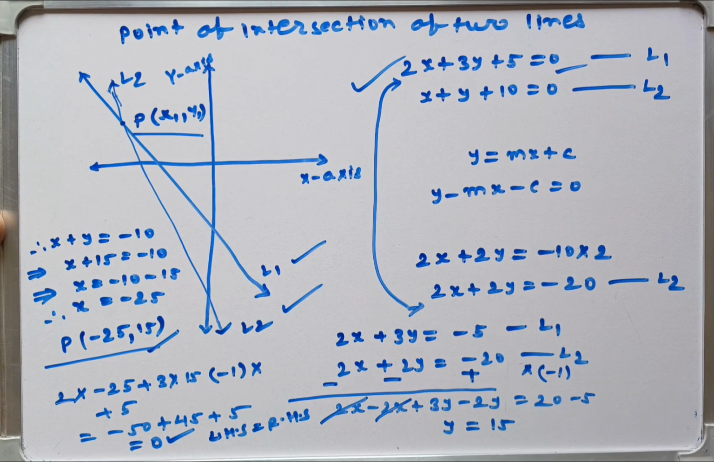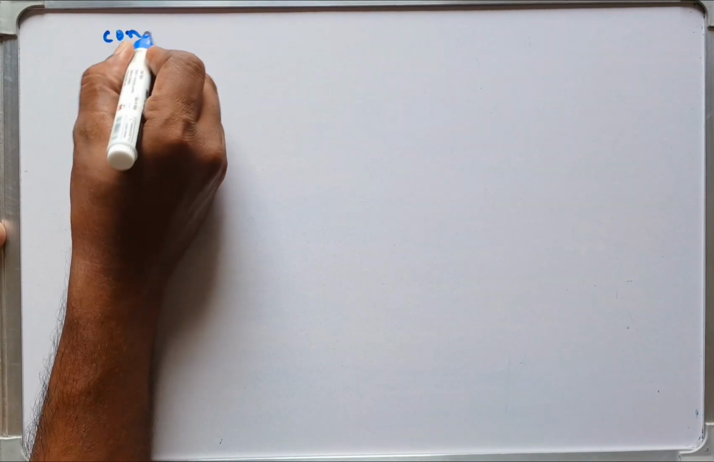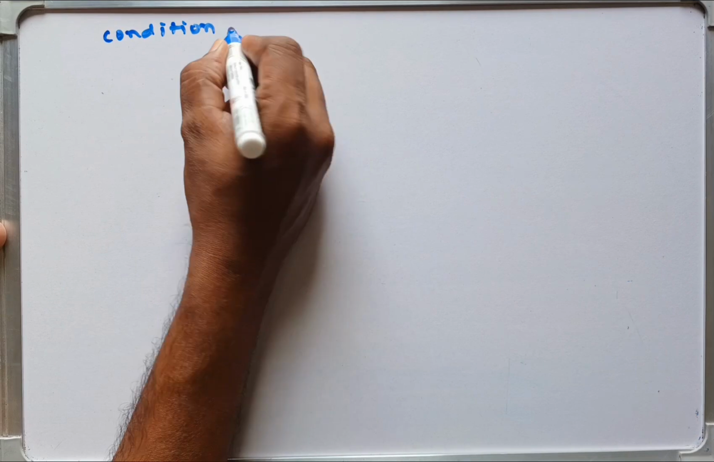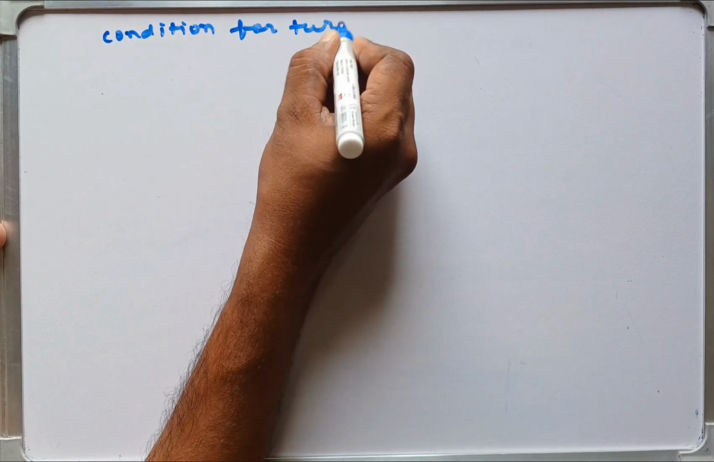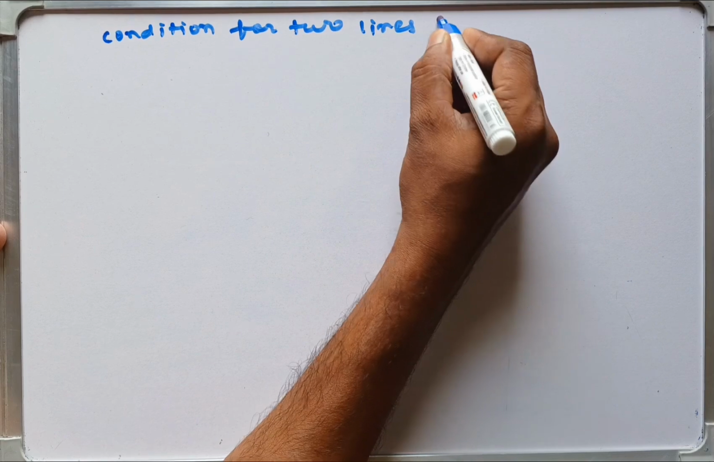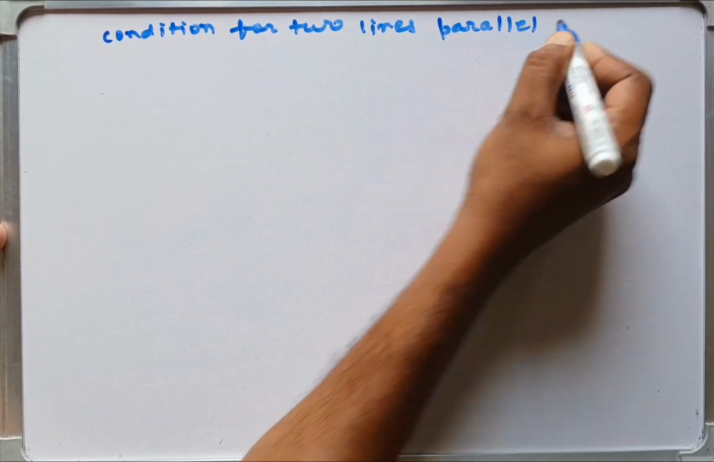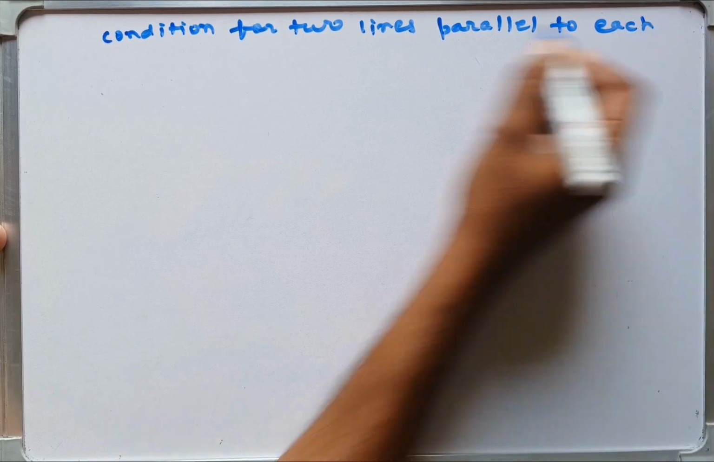So guys, this is the method by which you can find the point of intersection of two lines. Guys, next one is: what is the condition for two lines to be parallel to each other or perpendicular to each other? See this one. So the condition for two lines to be parallel to each other.